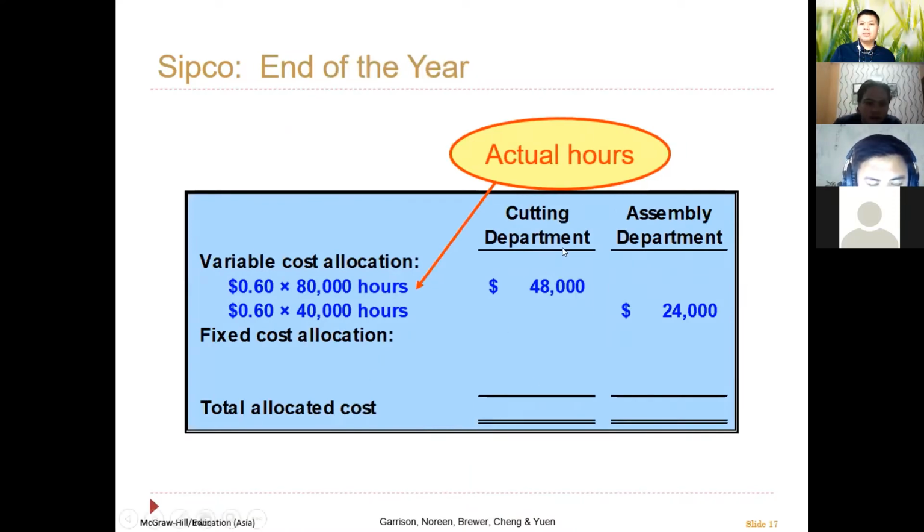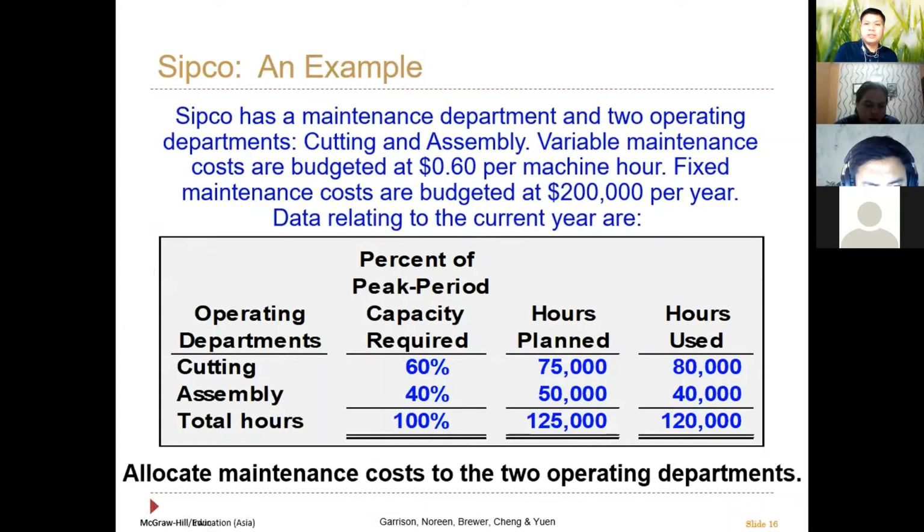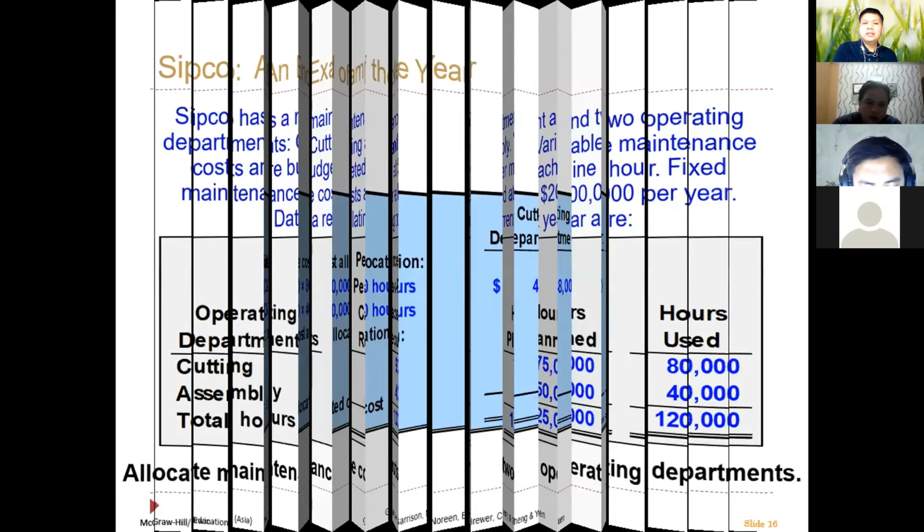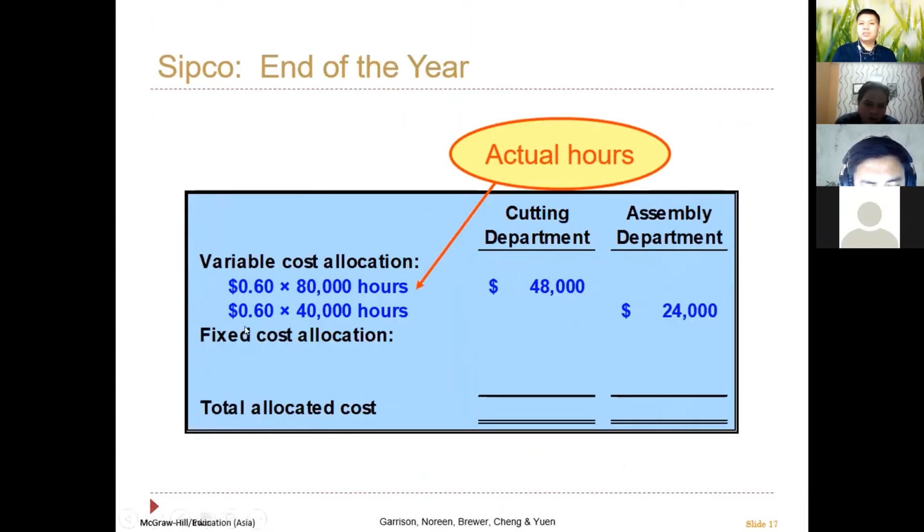We have here two columns, the cutting department and the assembly department. The variable cost allocation would be, what is the variable rate? According to the given, it's 0.60 per machine hour. Then we'll multiply that with the actual hours. So 0.60 multiplied by 80,000, you get 48,000 for the cutting department. And 0.60 times 40,000 hours, you get 24,000 for the assembly department. That's for the variable.